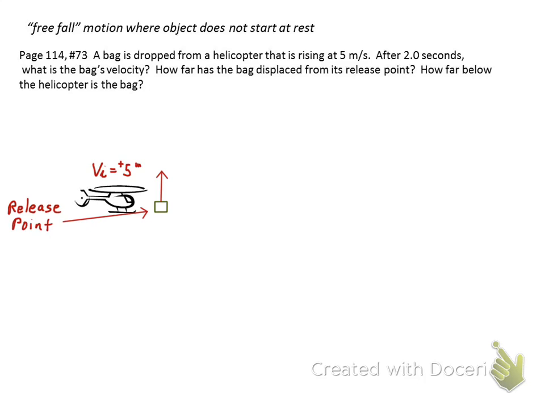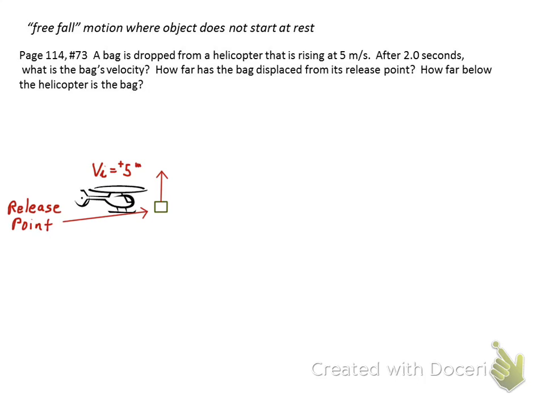Now, what makes this problem unique is when the bag is dropped from the helicopter, its initial velocity is not zero. It says the helicopter is rising at 5 meters per second. That means that whatever is inside the helicopter, including the bag, is also rising at 5 meters per second. So when I release the bag from the helicopter, it's moving at 5 meters per second.